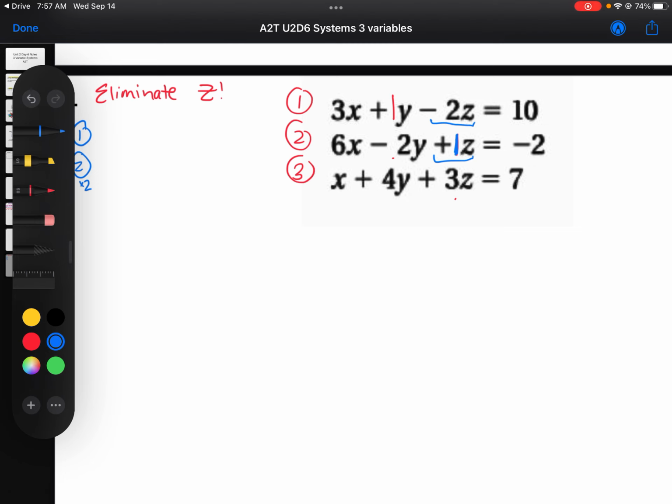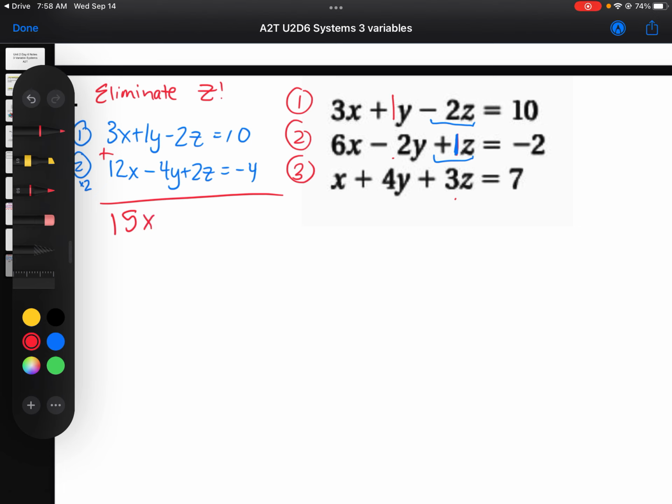So I have 3x plus 1y minus 2z equals 10. Second equation now becomes 12x minus 4y plus 2z equals negative 4. Now I'm going to add them. So 3 plus 12 is 15x. 1 plus negative 4 is negative 3y. These z's cancel, equals 6. This is equation A.